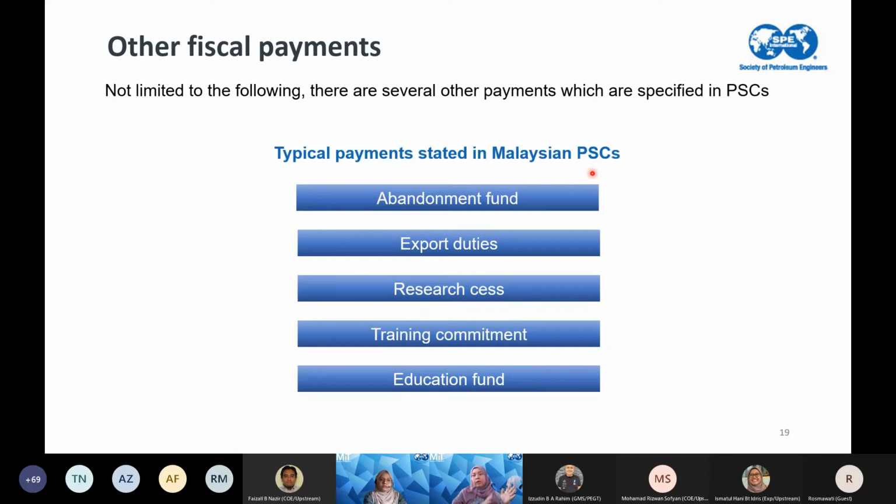So ultimately, the one paying for it is the host authority by allowing this cost to be cost recoverable, okay? And then you have, for example, export duties, research cess, training commitment, education fund. So these are all part of payments that the PSC specifies. Usually it's de minimis, it's not a lot. It's like 0.1% of contractor's entitlement or something like that, okay? So it's contract by contract basis and depends on what is negotiated as well, I think. So I can't generalize so much.